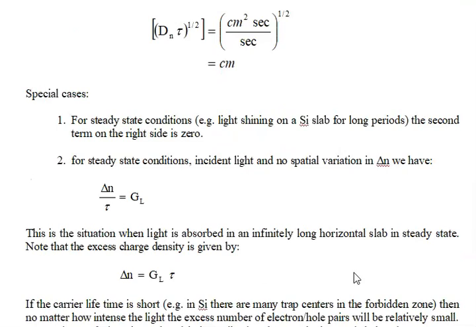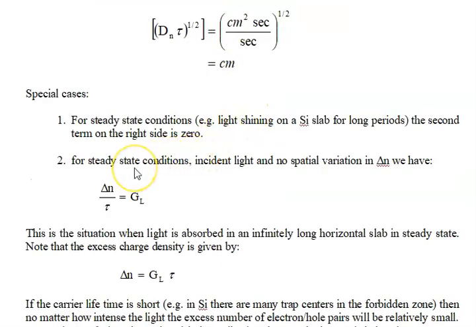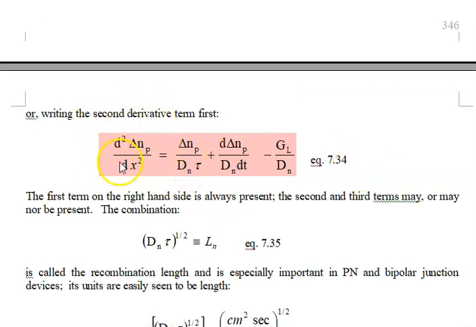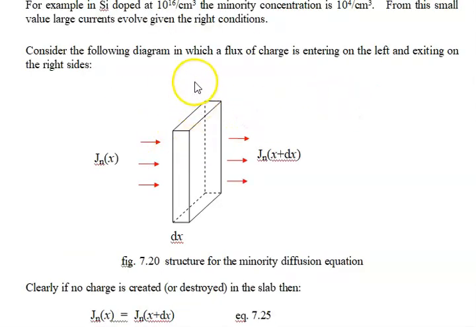Okay, so a couple of special cases here. The first thing, for steady state conditions, the second term on the right side is 0, whereas this guy right here is 0. That's generally going to be the case, that this term will be 0. For a steady state condition and incident light with no spatial variation, if there's no spatial variation, then this term is 0. So what do we have left over? This term is always there, and you can't get away from it. This guy is ubiquitous. However, if we have no spatial variation, how would that be? Well, let's, for example, consider a slab going back here, and this would be a long slab in which we illuminate the slab with light uniformly from the left side to the right side.